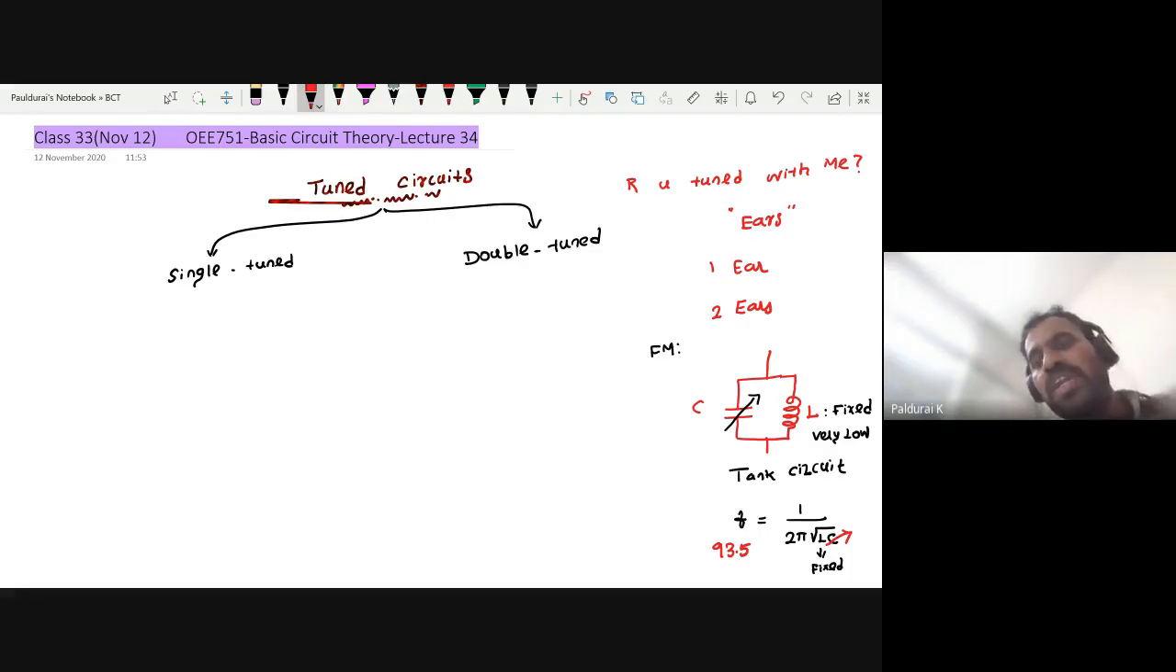If you are having one tuned circuit in your hardware setup, that is called a single tuned circuit number one.